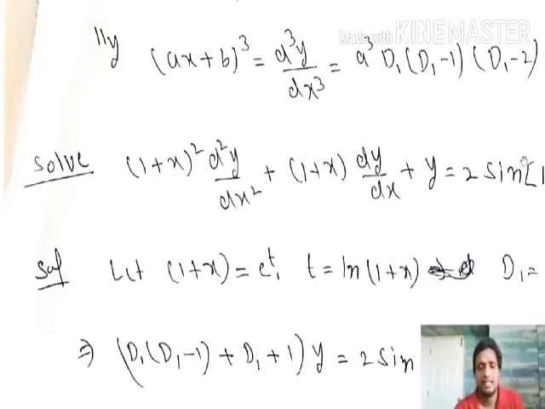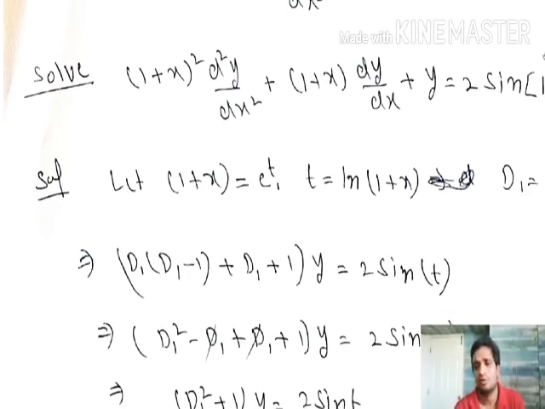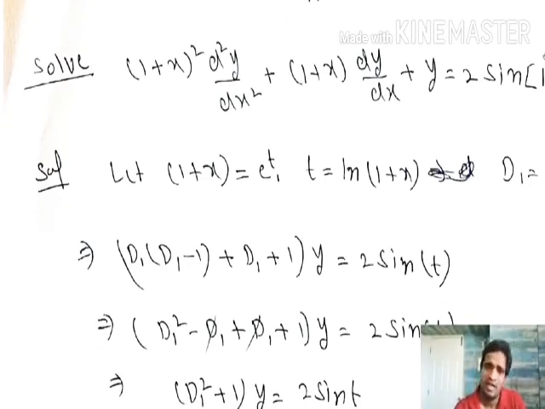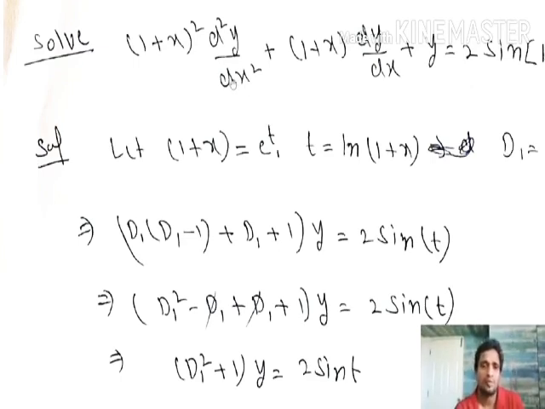Similarly, as in the Cauchy-Euler equation, (ax plus b) whole cube into d cube y by dx cube is equal to a cube D_1 (D_1 minus 1)(D_1 minus 2). The same procedure we have to follow as we followed in the Cauchy-Euler equation. So we will do some problems.